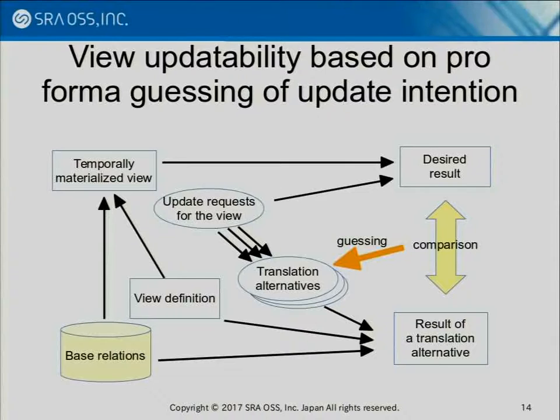Finally, we can compare the desired result and the result of a translation alternative, and by comparing these, we can guess which one is the answer. If only one translation can obtain the desired result, we can say that translation is the answer and this view is updatable.